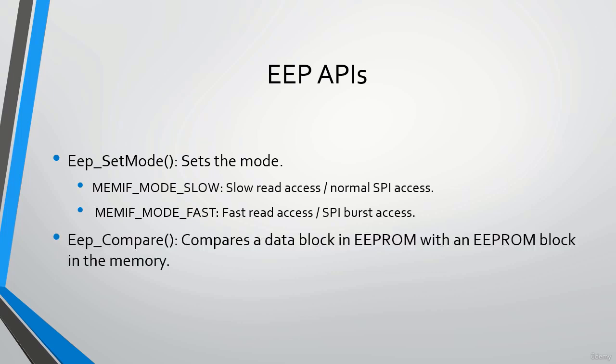Next one is EEP compare. This is the comparison we mentioned. It helps to compare a data block in EEPROM with a data block in memory. So we are able to compare the data in EEPROM with what is available in the memory. Next is EEP cancel. Again, it's used to cancel a running job. If something is happening and we want to cancel it, that can be done using EEP cancel.